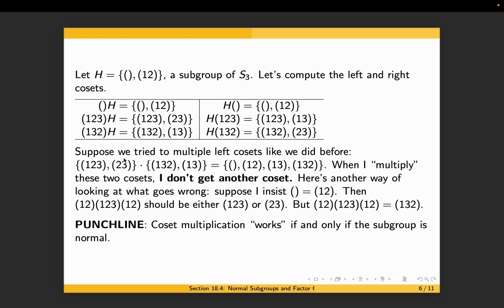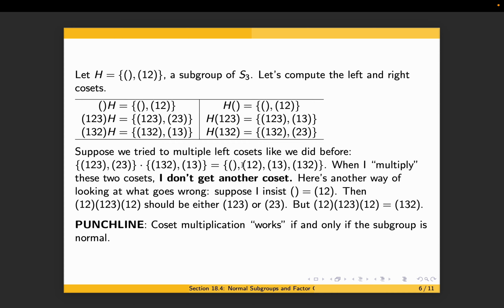And so now suppose that I tried to multiply cosets like I did before. So I say, all right, here's a set. I want to combine it with this other set. If I did all possible products, I would do (1 2 3) times (1 3 2), which is the identity. Then I would do (1 2 3) times (1 3), which you can believe me is, let's see, well, 1 goes to 2.